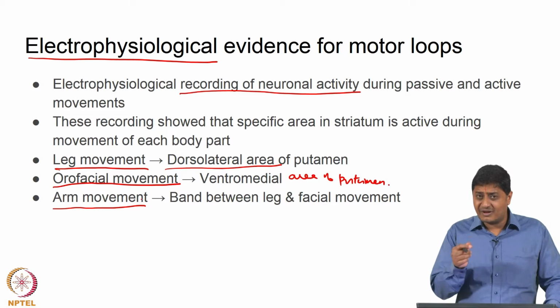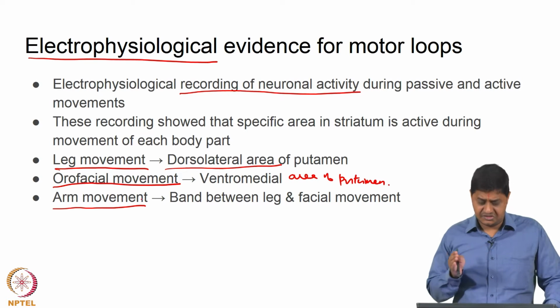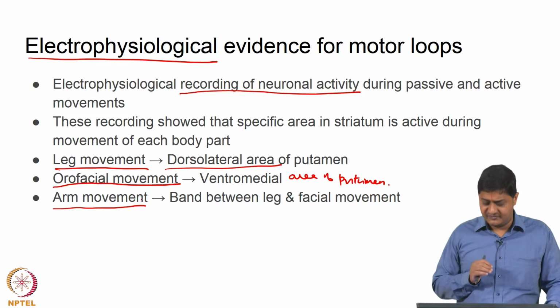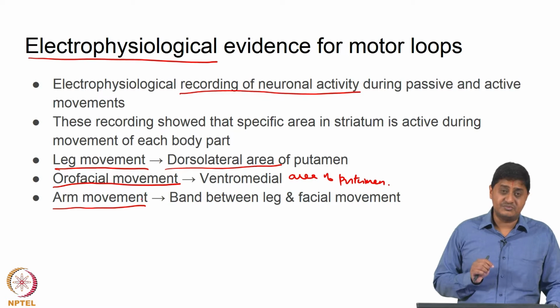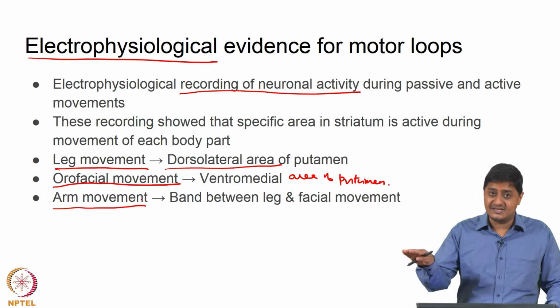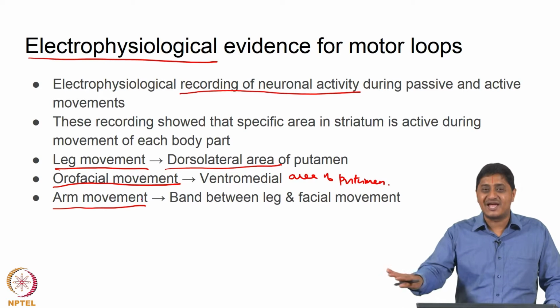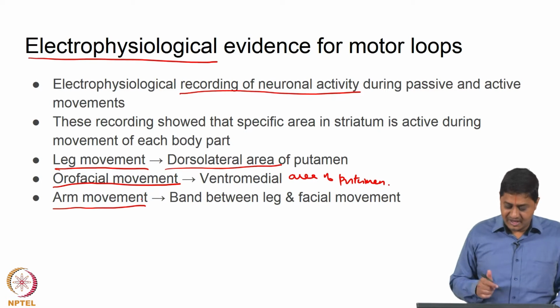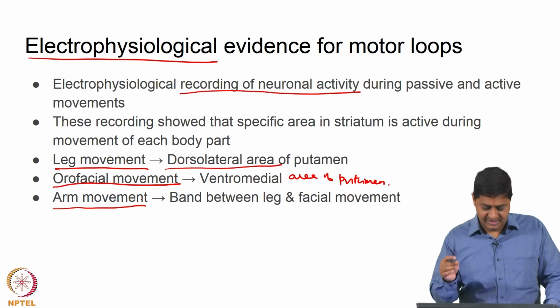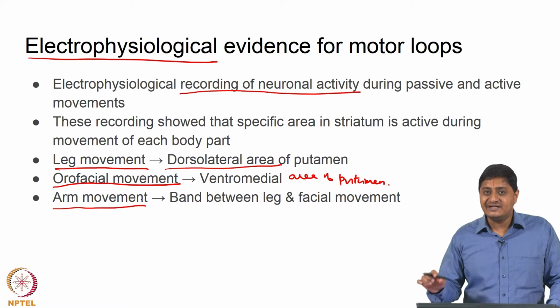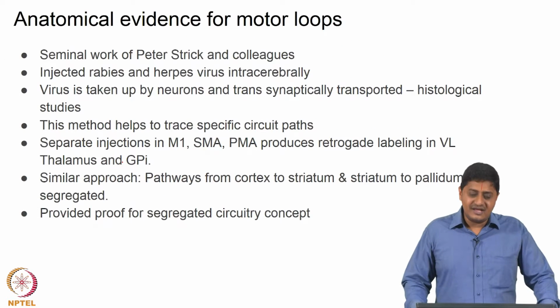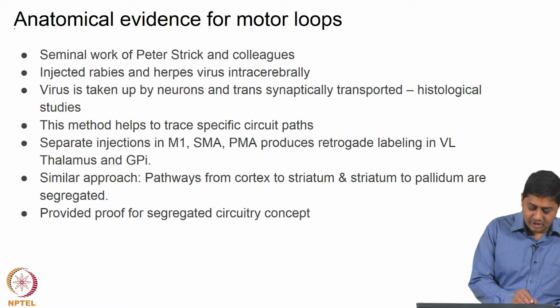Once again, you do not have to remember all the little details of this is dorsolateral, this is ventromedial, and this is the band between the two, but it is important to grasp the concept that the leg movement areas in the striatum are different from the facial movement areas in the striatum, which are different from the hand movement areas of the striatum. You may not be able to remember dorsolateral, ventromedial, right, but it is necessary to remember that these are maintained separately. The other way of studying this, of course, is anatomical evidence, right.